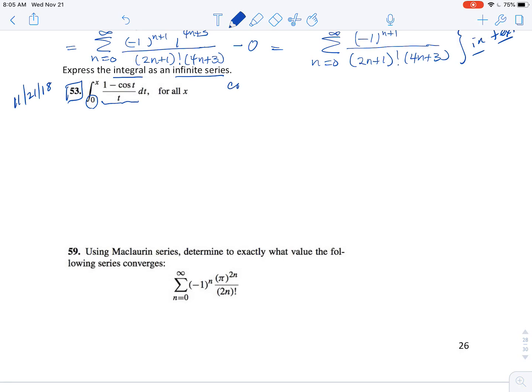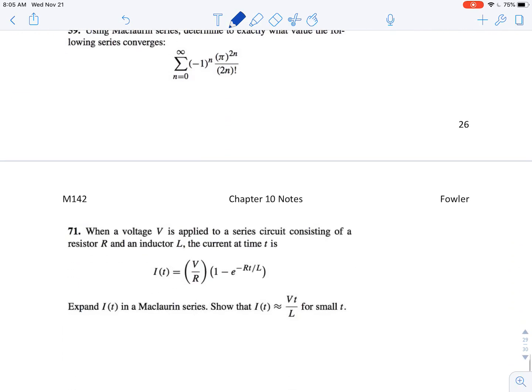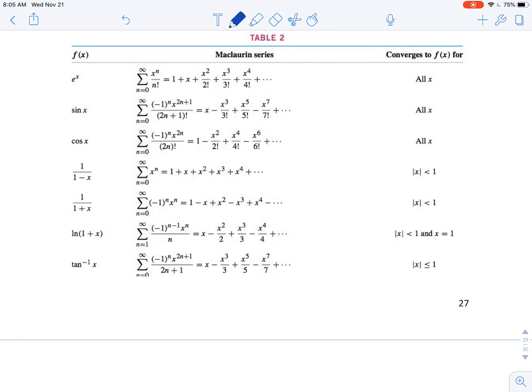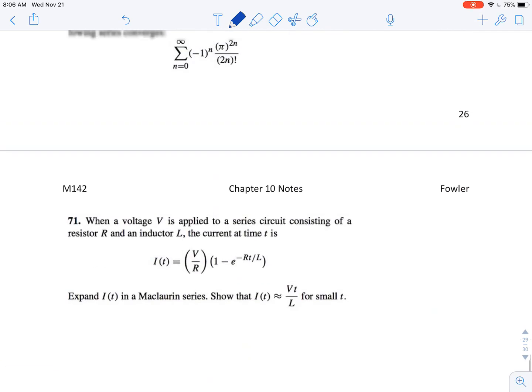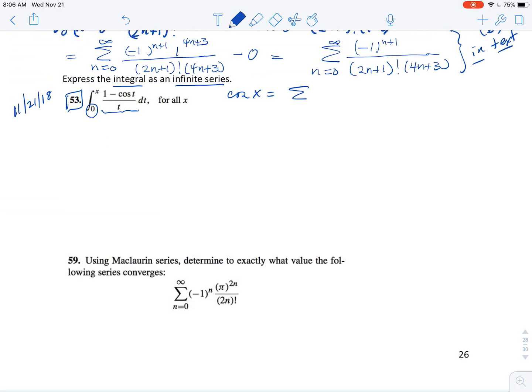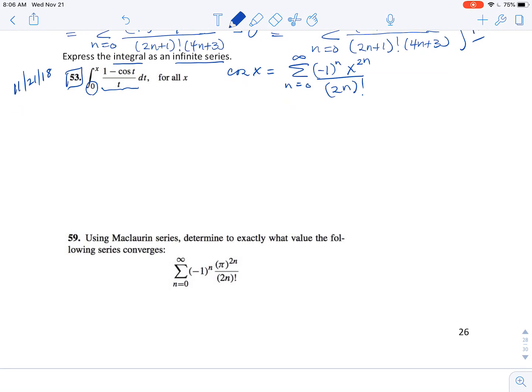So let's first remind ourselves what the power series for cosine x is. You don't have to memorize these, but if you go down and look at this table, there's our power series for cosine. I'm going to copy that up next to our problem. Cosine x is the sum on n from 0 to infinity of negative 1 to the n, x to the 2n over 2n factorial. Now we want to find a power series for 1 minus cosine of t.